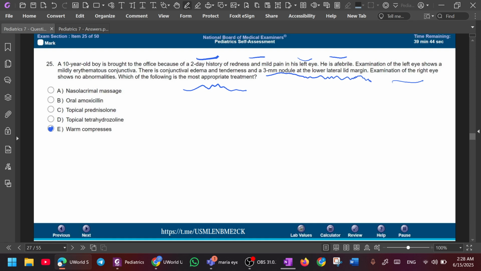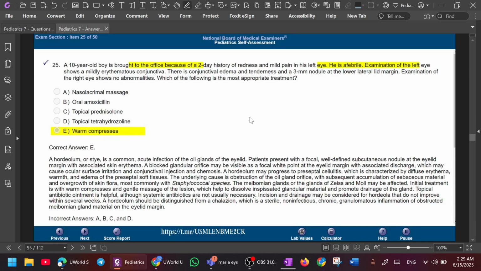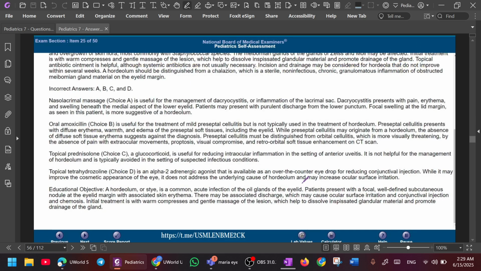Initial treatment is with warm compresses and gentle massage of the lesion, which help to dissolve inspissated glandular material and promote drainage of the gland. Topical antibiotic ointment is helpful, although systemic antibiotics are not usually necessary. Incision and drainage may be considered for hordeola that do not improve within several weeks.